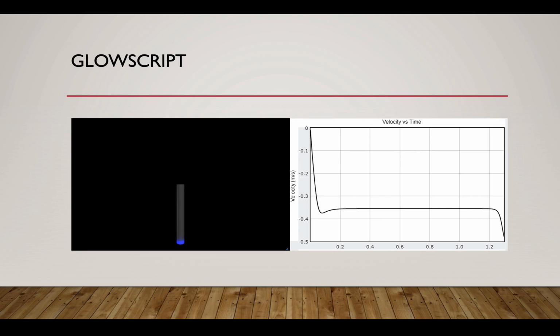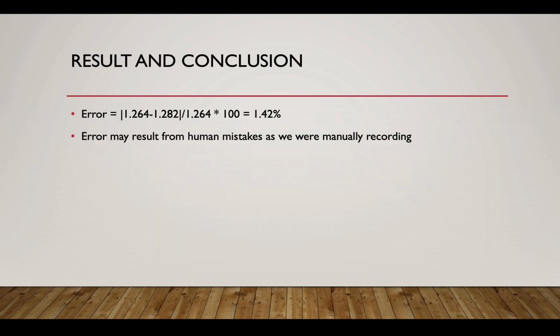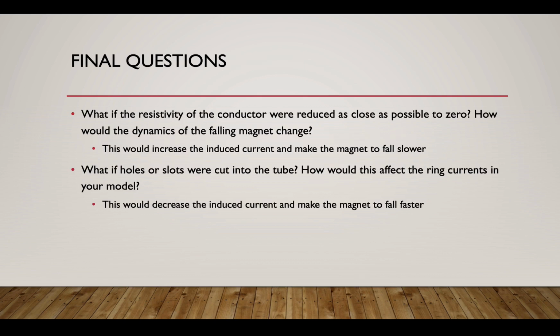What you see on the slide is a result of the GlowScript model. On the left is a visualization, and on the right is a graph that plots the velocity versus time. From this computational simulation, we got that the time it took was approximately 1.264, and compared to our manual record of 1.282, the error rate is approximately 1.42%. The error probably results from the human mistakes we made as we were manually recording.